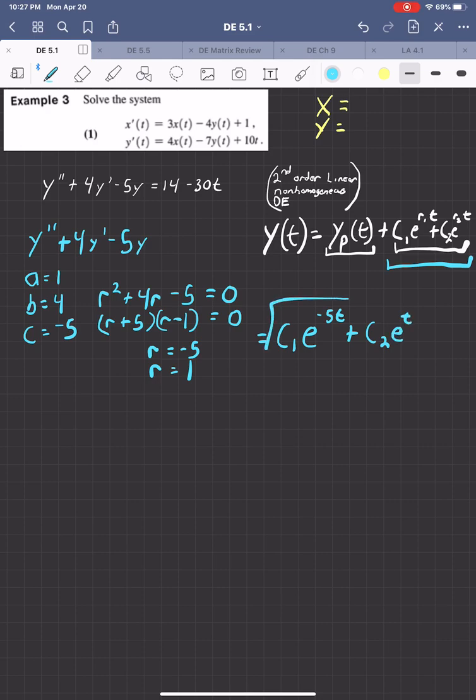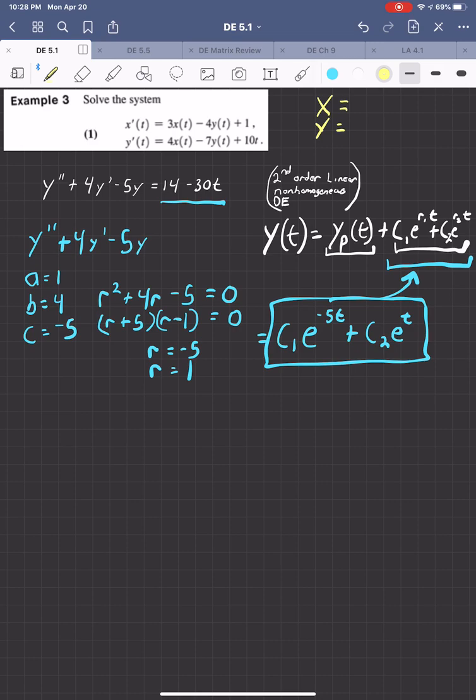Now, okay, so now we know what goes here. But in order to deal with this 14 minus 30t, we have to use that method of undetermined coefficients that we studied prior. So let me go ahead and start working on that part.